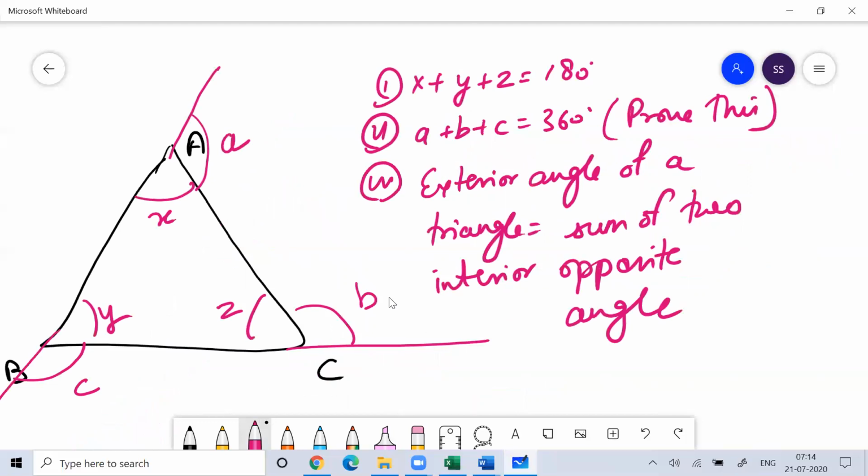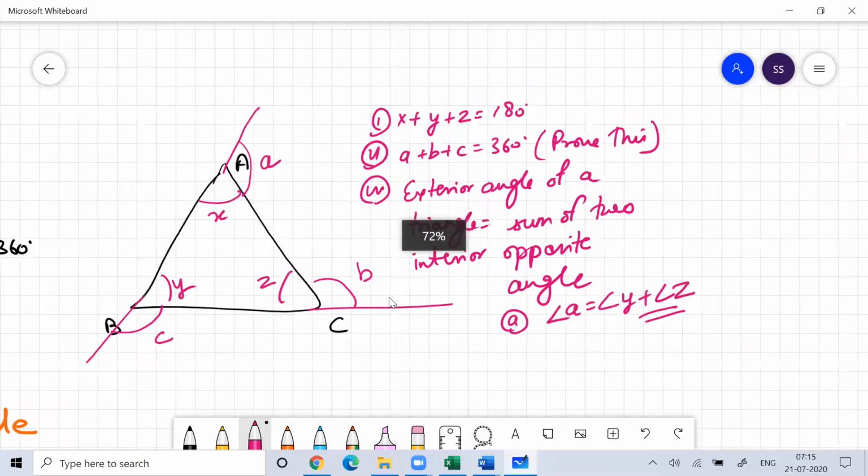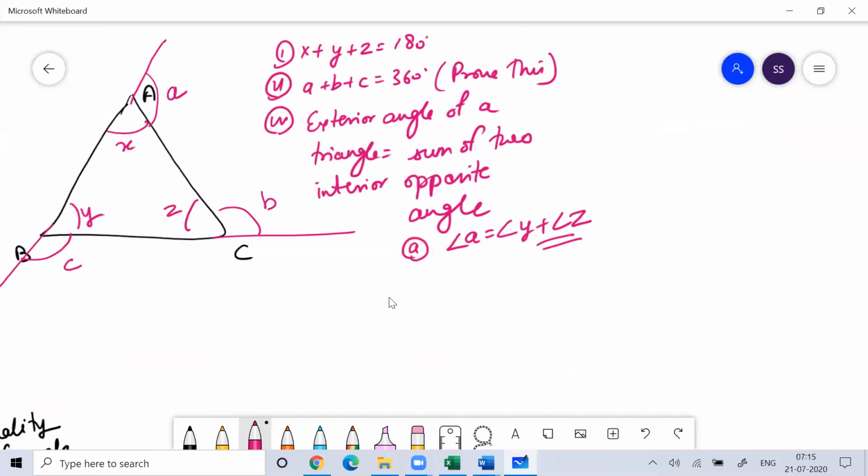What does that mean? It means that your angle A will be equal to angle Y plus angle Z. Now, if you ask me how you can prove this: I'm telling you that the exterior angle is equal to the sum of the interior opposite angles, so I'm saying angle A is equal to angle Y plus angle Z. How will you prove this?